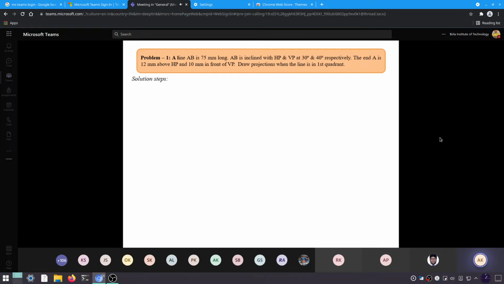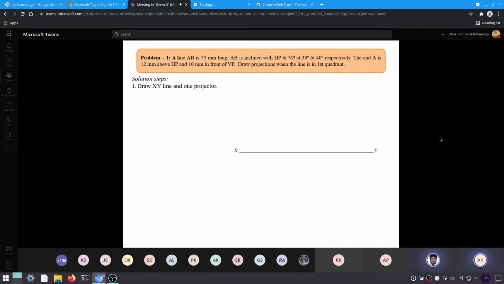So what is 75 over here? It's the true length. And what is 30 degrees and 40 degrees? 30 degrees is theta and 40 degrees is phi.